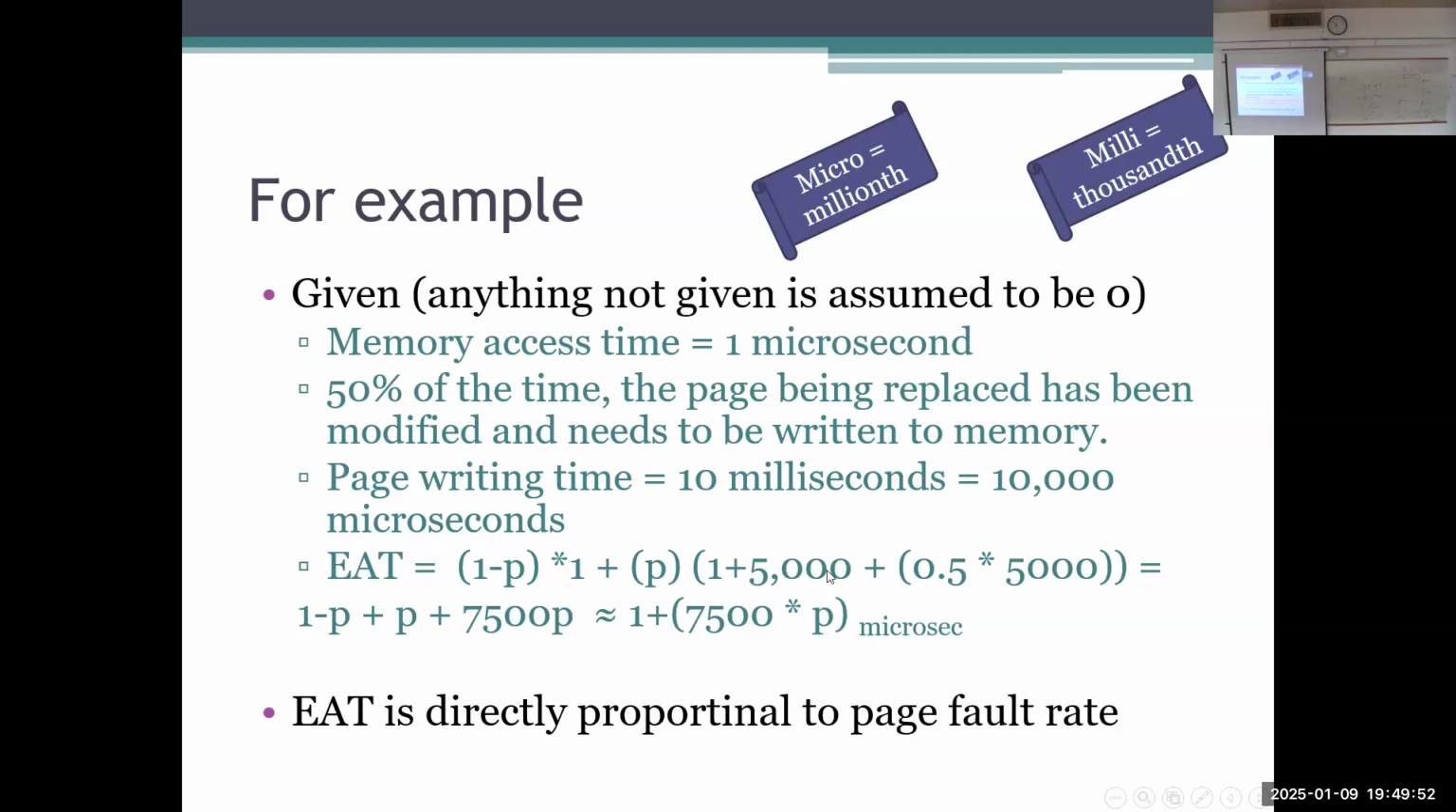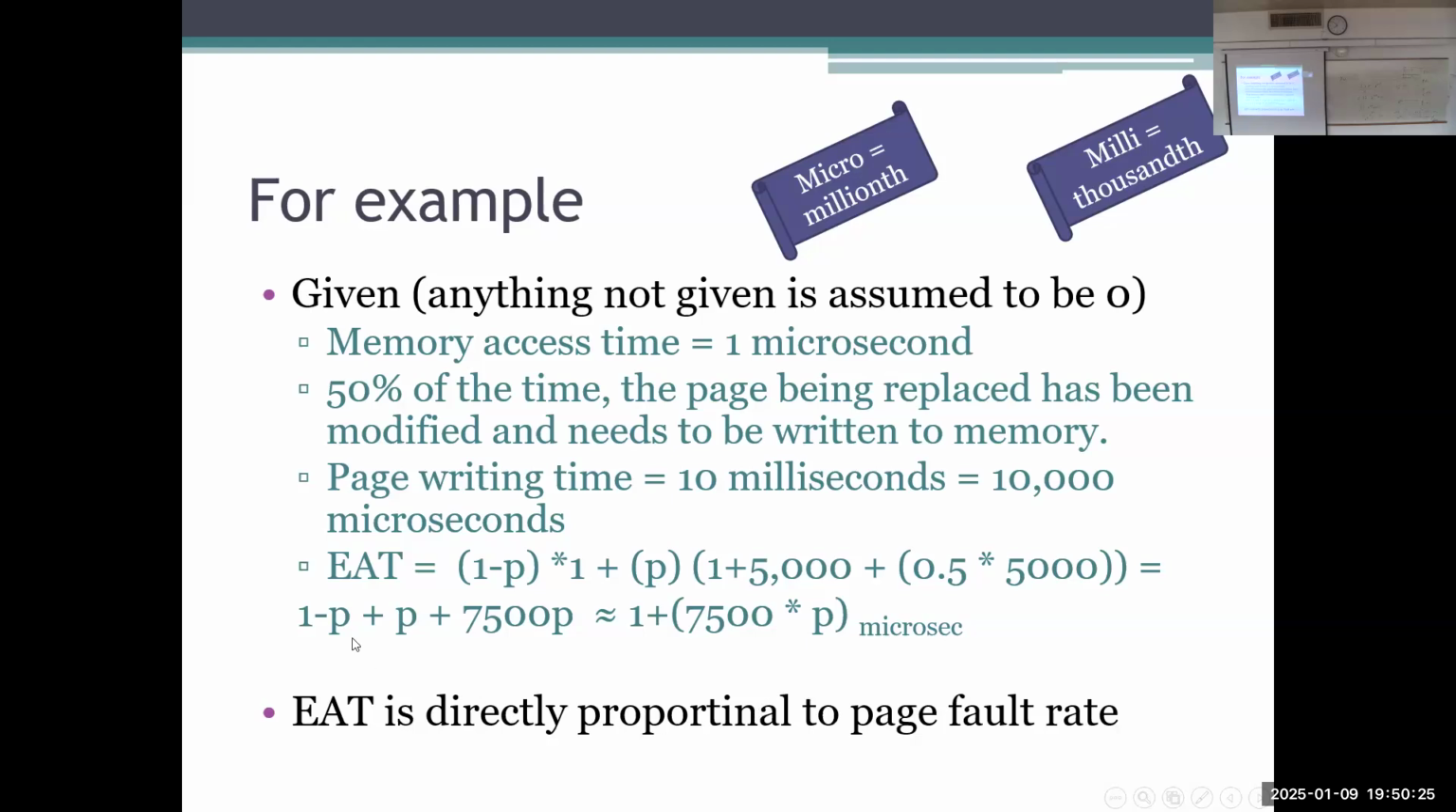This should be 1 plus 10,000 plus a half times 10,000. In other words, all the time I have to do 1 write, and half the time I have to do an additional write. So you get a solution which is wrong here, but I can just change this to 5,000 instead of 10,000, and this all makes sense.